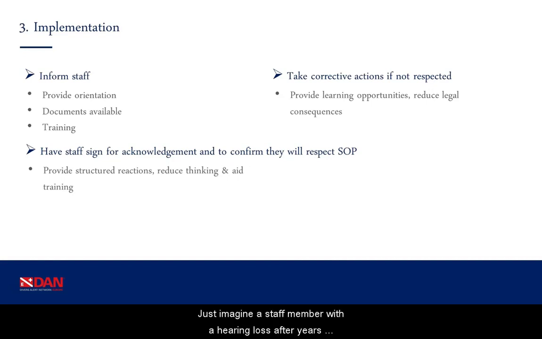Just imagine a staff member with a hearing loss after years of operating a compressor while not using personal protection materials. If he claims you knew he wasn't using them, but didn't oblige him to use them, you will find yourself in a difficult situation should this be taken to court.